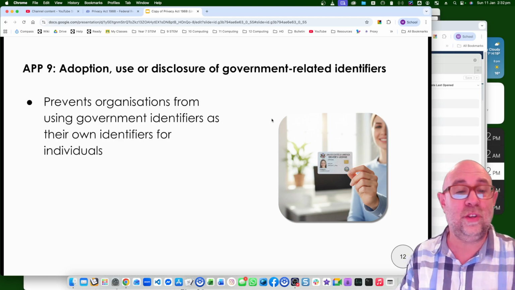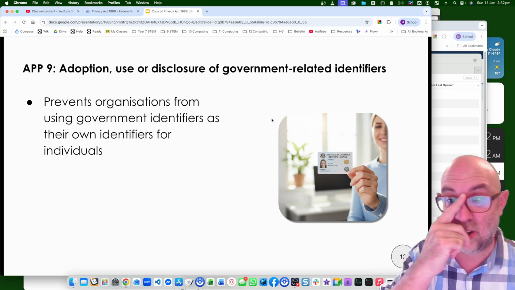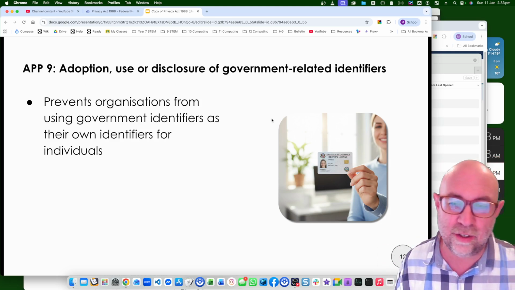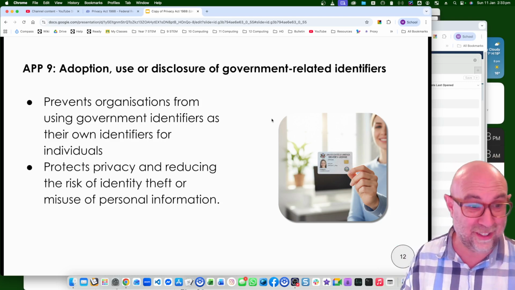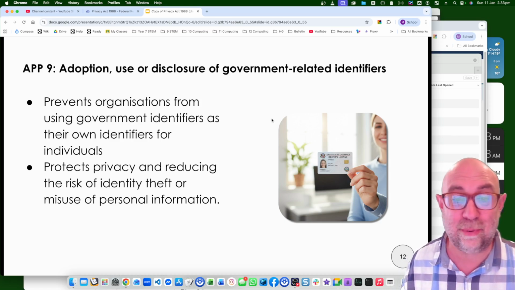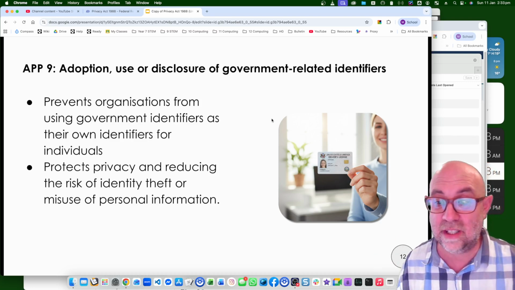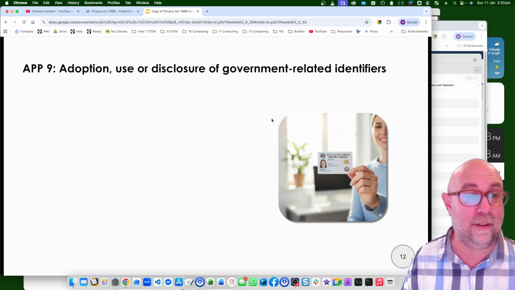It prevents you from using them, so you can't just say, oh, I'm just going to make everybody use their tax file number, because that's really easy. It'll never be the same two people. It can be a unique identifier. That's convenient for me as a developer. Well, sure, it's convenient for you, but the point of this rule is that it's protecting the privacy and reducing the risk of somebody then running away with a whole lot of tax file numbers because I decided that it would be convenient for me to have them.